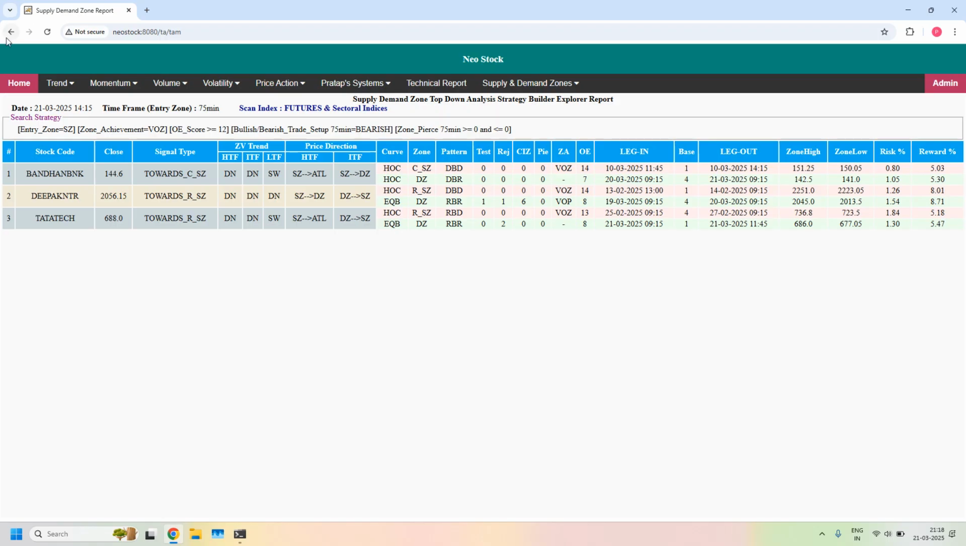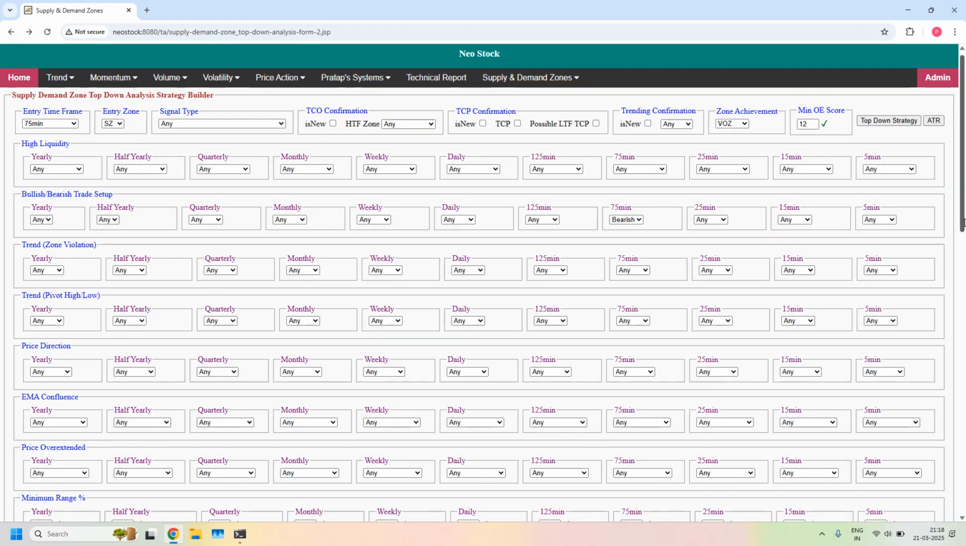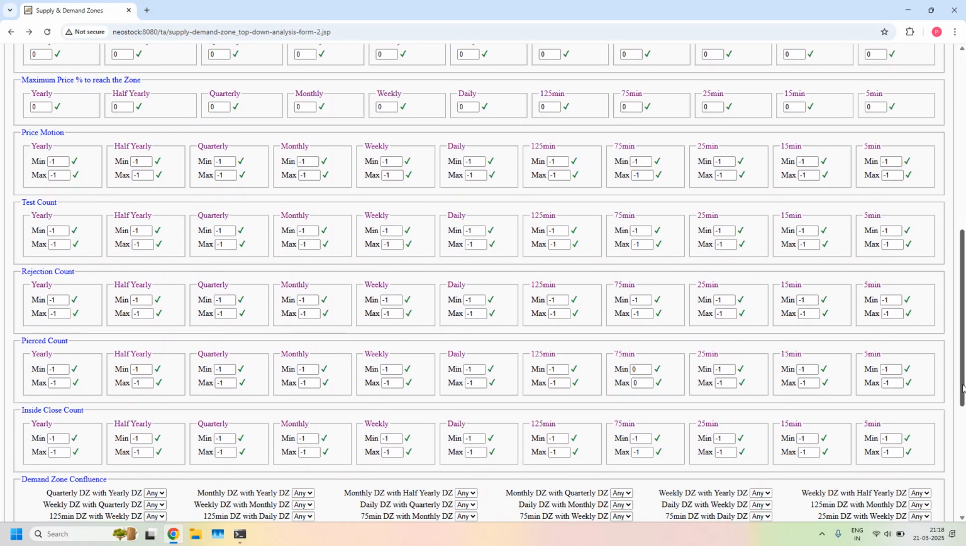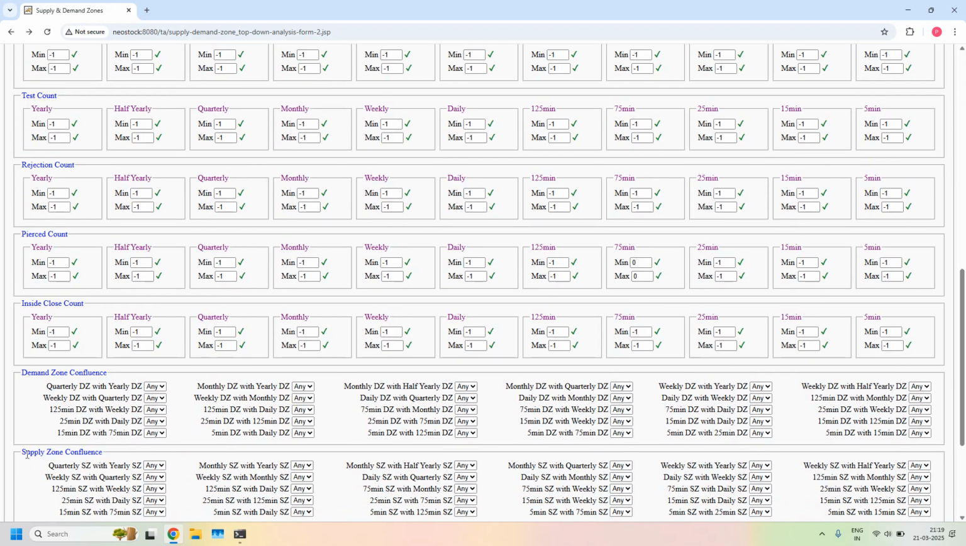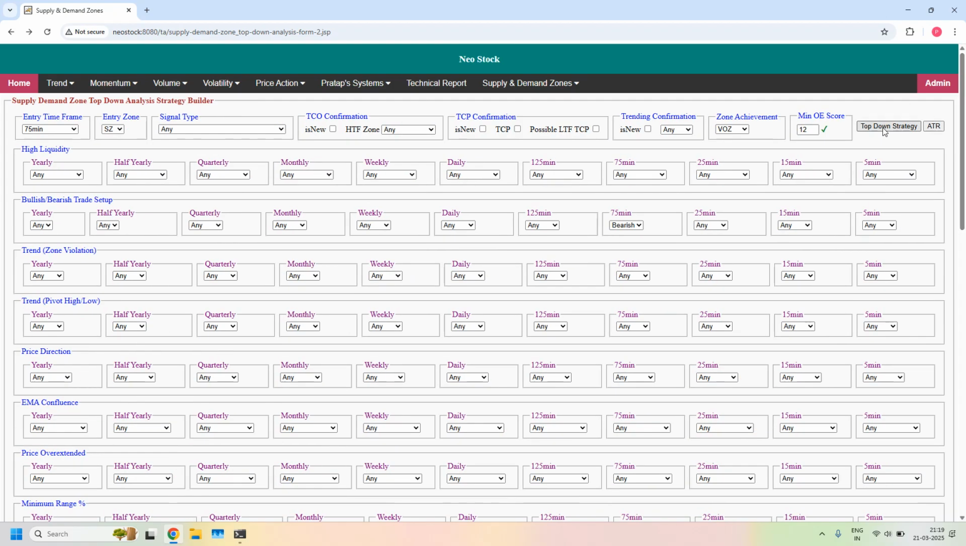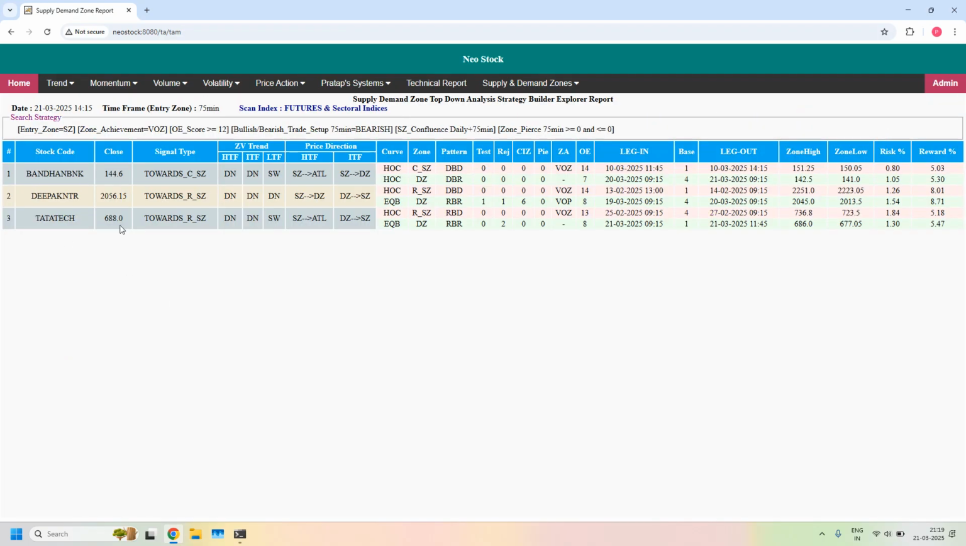That is, the 75 minute supply zone should overlap with the daily supply zone. So I am enabling that filter. Sorry, this is demand zone. I am not setting that filter. So in the supply zone confluence, the 75 minute supply zone is overlapped with the daily supply zone, and we are checking. So the filter is enabled. With this filter, out of 3 stocks, we got all 3 stocks.